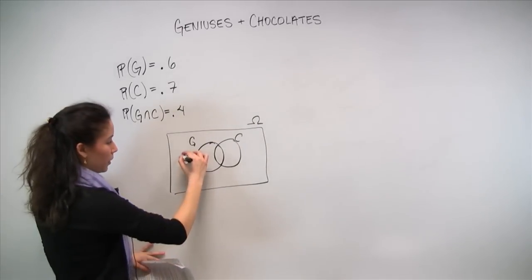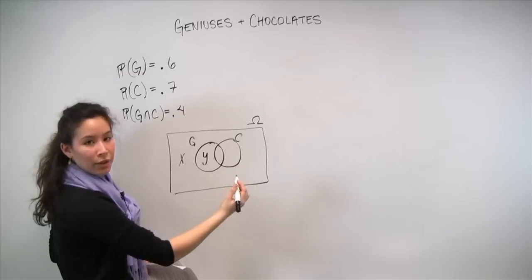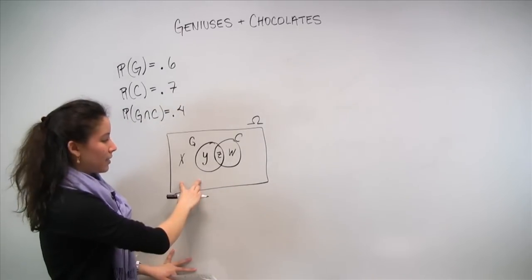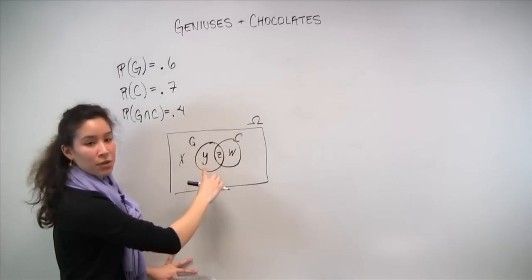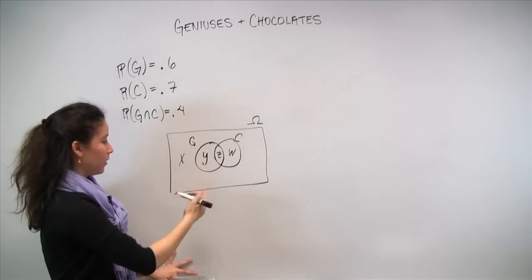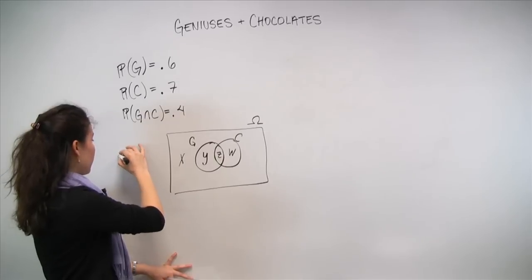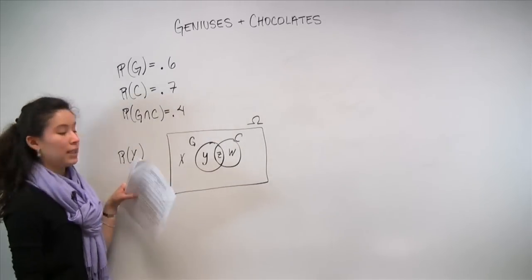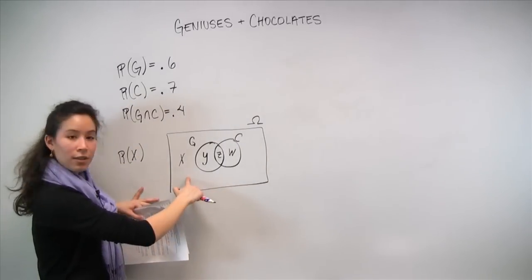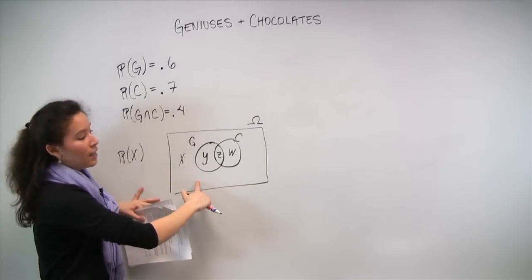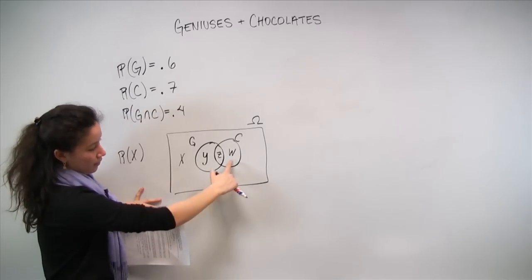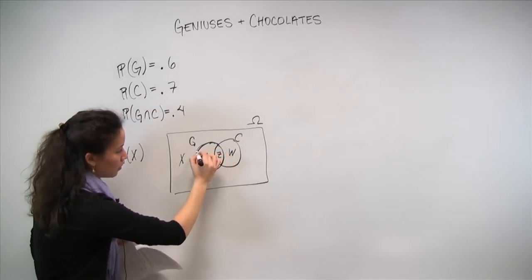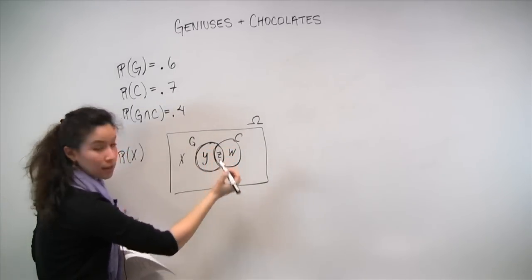So I'm just going to put these labels down on the graph: X, Y, Z, and W. X is everything outside the two circles, but inside the rectangle. And just note again that what we're actually trying to solve in this problem is the probability of X, the probability that you're neither a genius, because you're not in this circle, nor a chocolate lover, because you're not in this circle. So Y, I'm using to refer to this crescent moon shape.